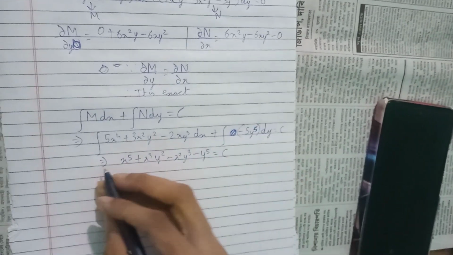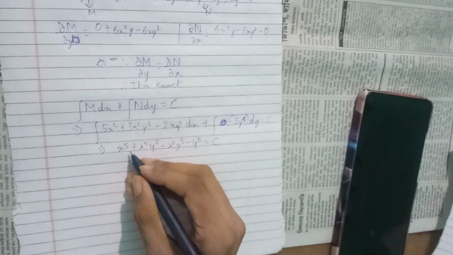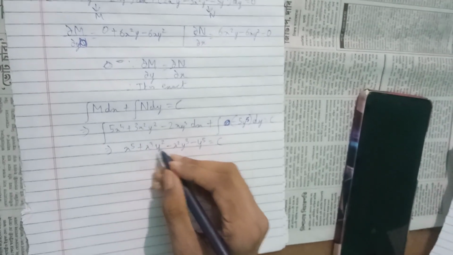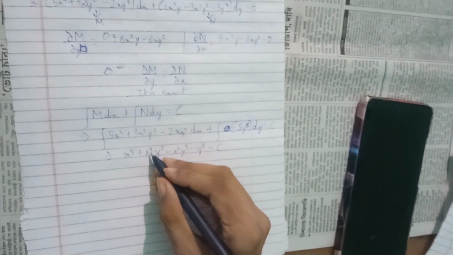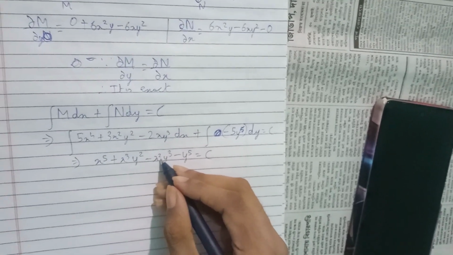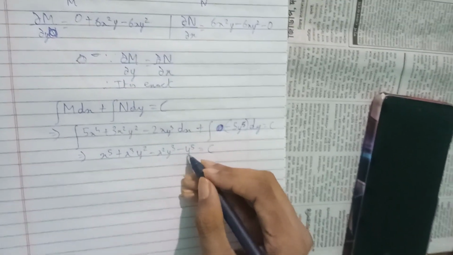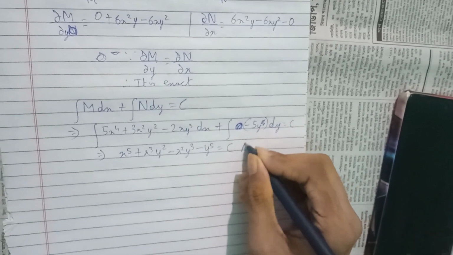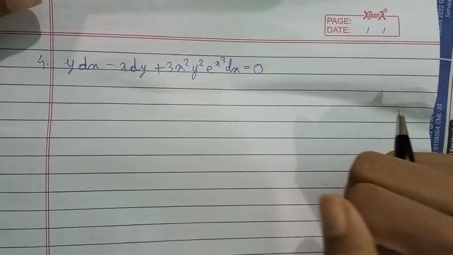So after integrating we find the answer: x to the power 5 plus 3x to the power 3 y to the power 2 minus x to the power 2 y to the power 3 minus y to the power 5 equals c, which is a constant. So this is the answer. So let's move to question number 4.